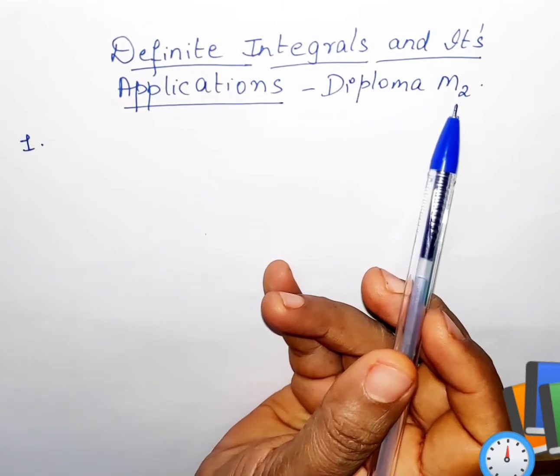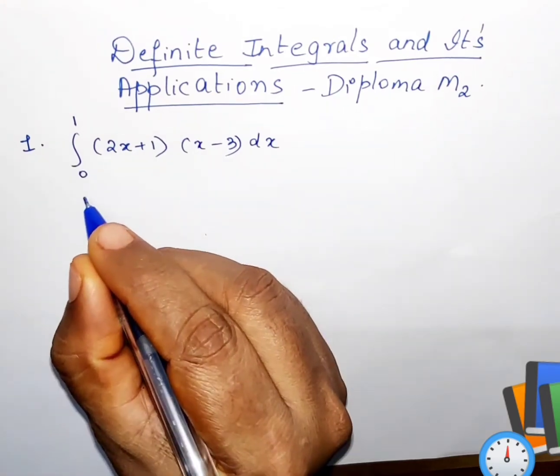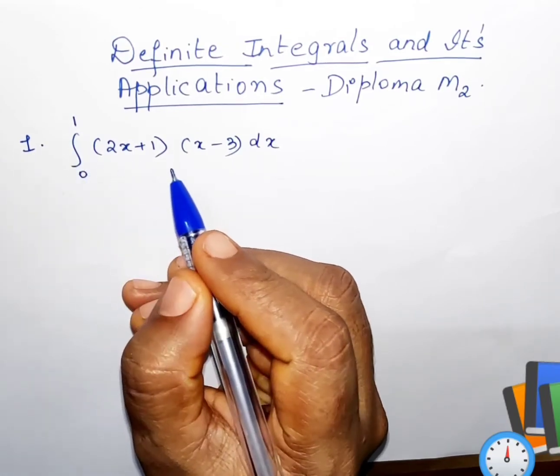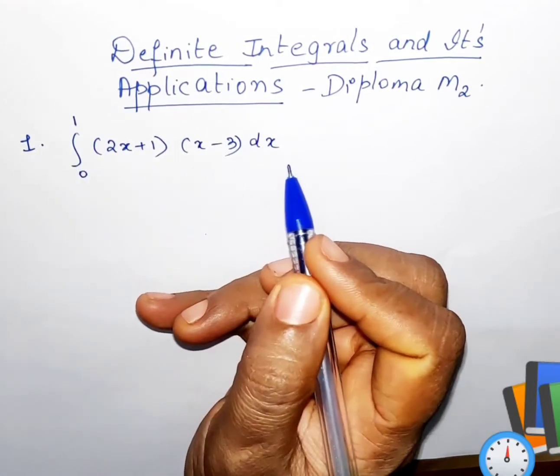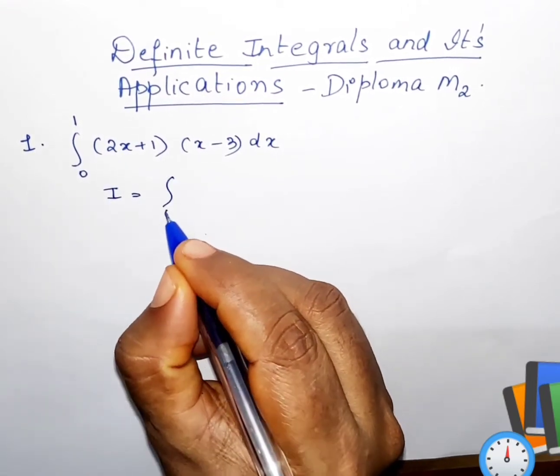Today we will solve some problems on definite integrals and its applications of Diploma M2. Problem number 1. Integral 0 to 1, 2x plus 1 into x minus 3 dx.